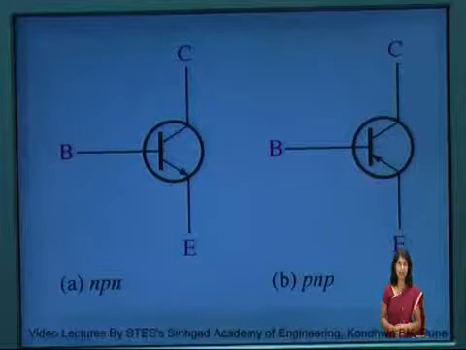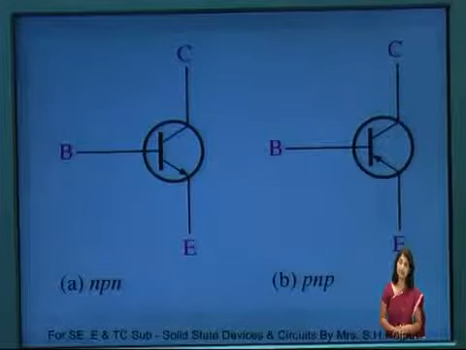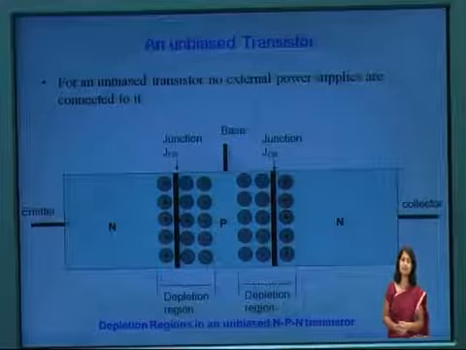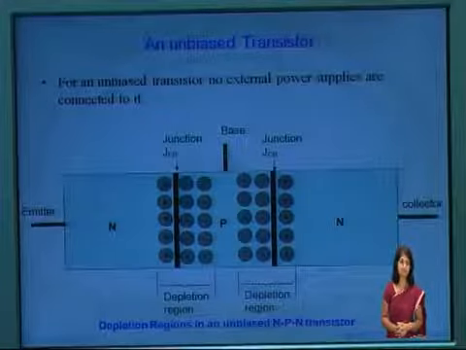But now in NPN, the arrow indication is towards the emitter section, but in PNP, the arrow indication is towards the base section. That is inverted.